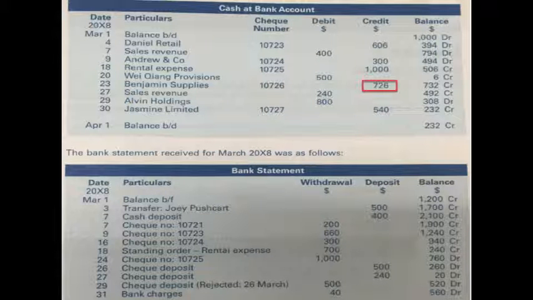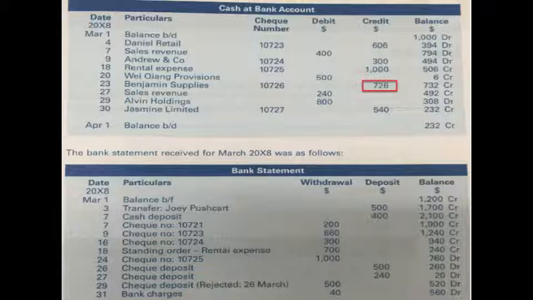So in order to do this bank reconciliation, we will take on the perspective of what the bank does not know about. For example, for withdrawals, on the 23rd, Benjamin Supplies, we actually paid this trade payable $726 according to the cash book. However, our bank would not have known about it because this check hasn't been processed yet.